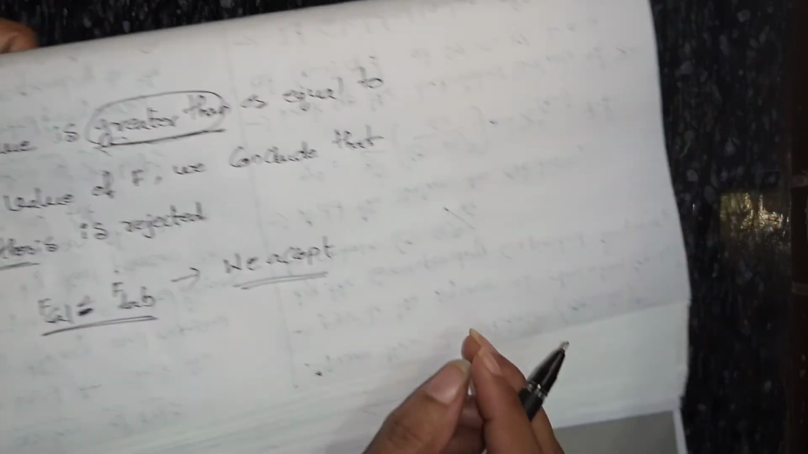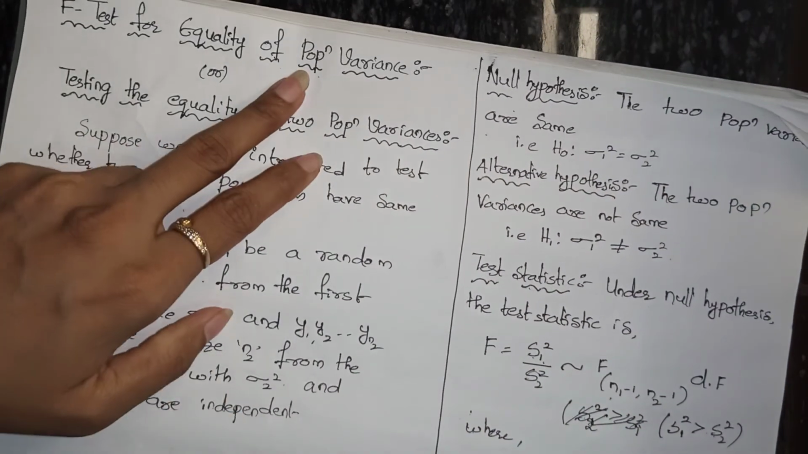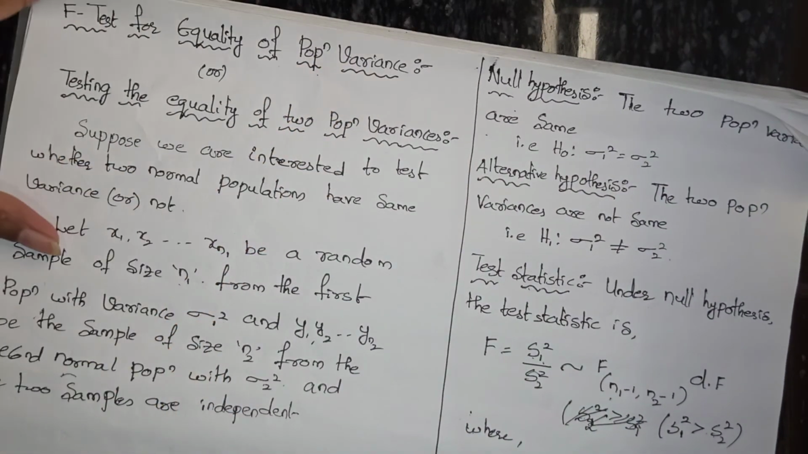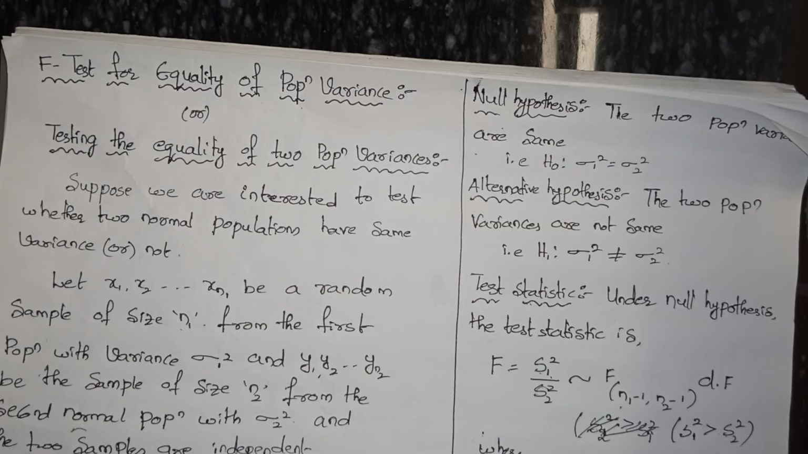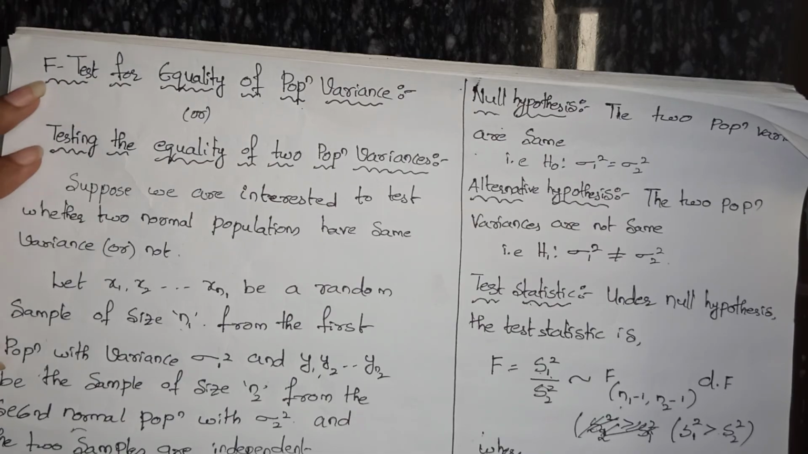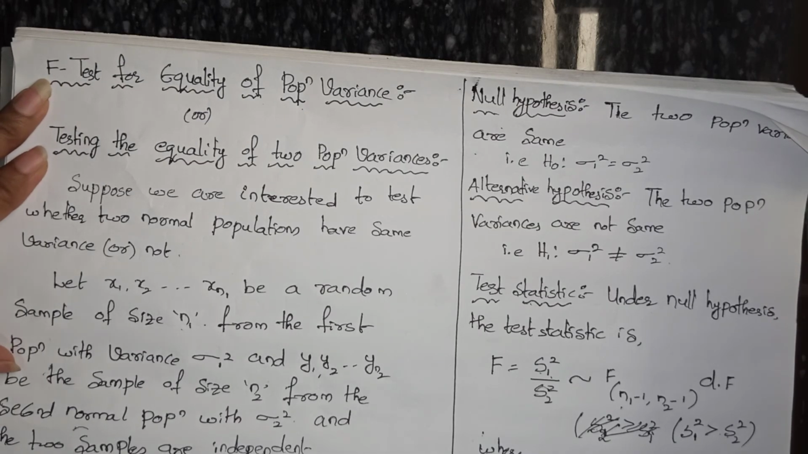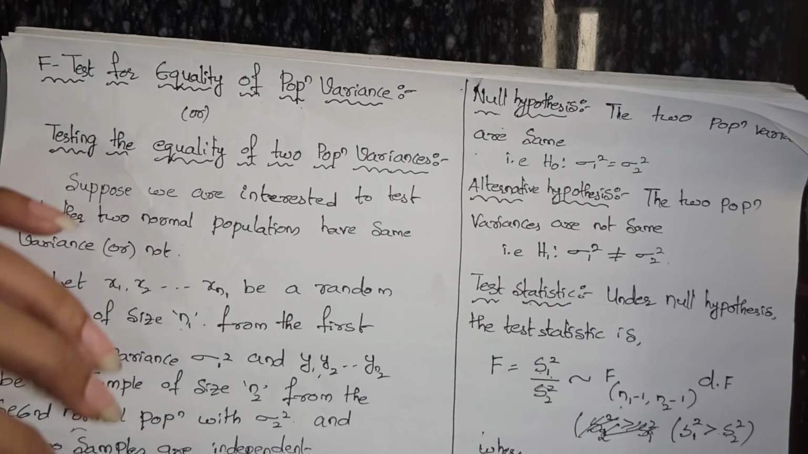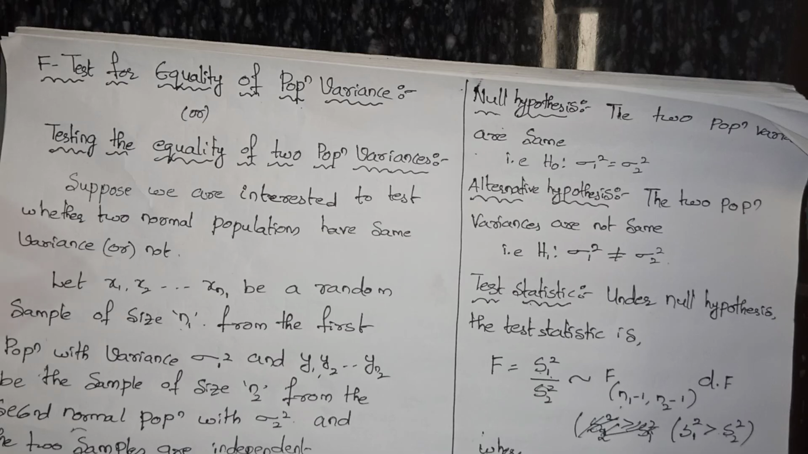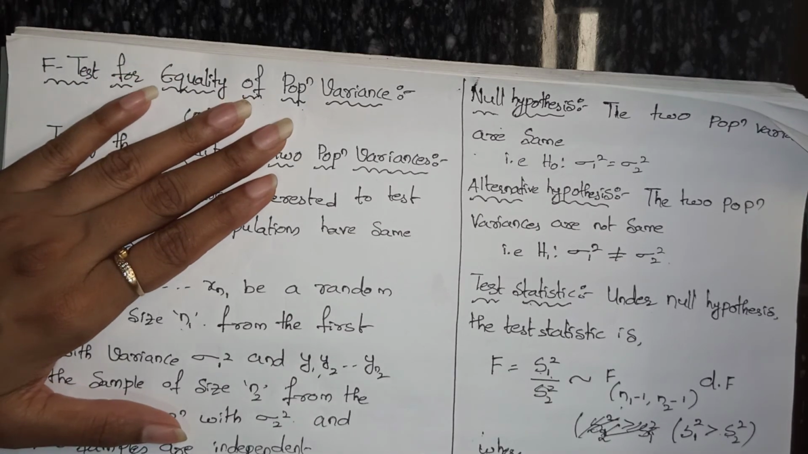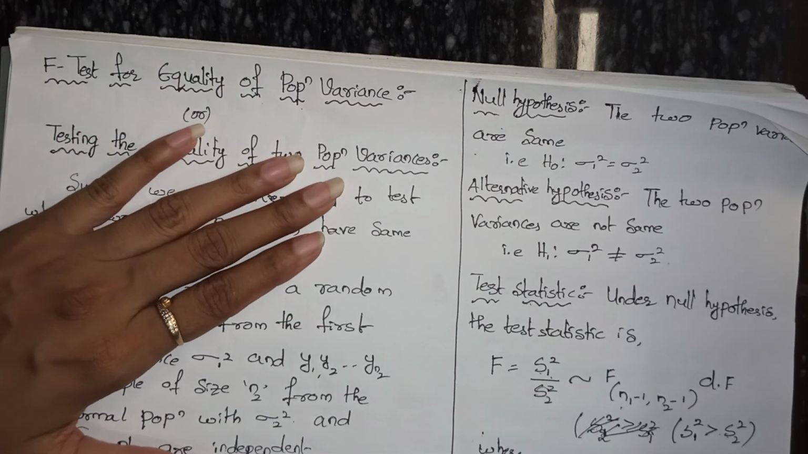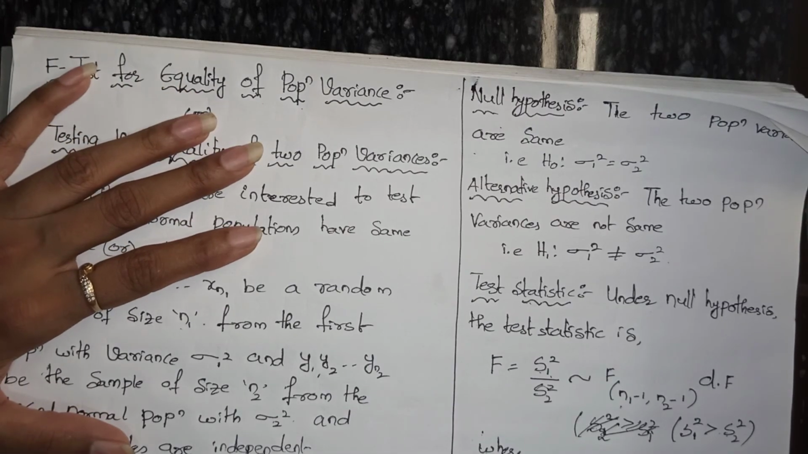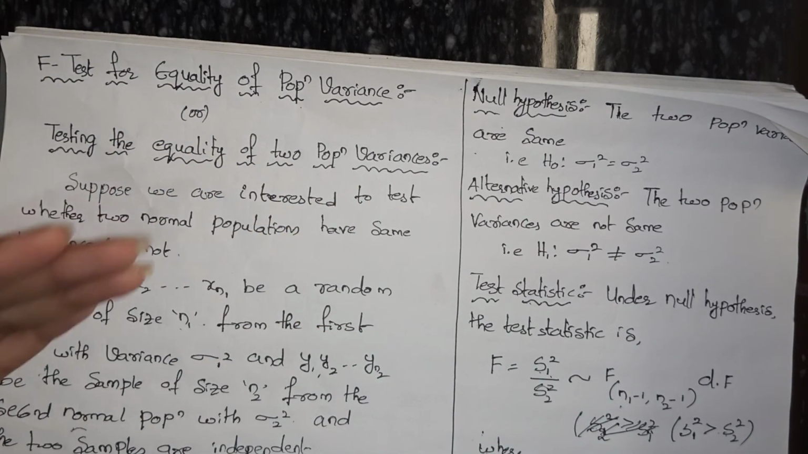If they ask about population variances, it comes under the F test, and we have to write the F test procedure. Whether they give equality of two populations or population variances, you have to write the same procedure. That means it comes under the F test. So this is about today's class.